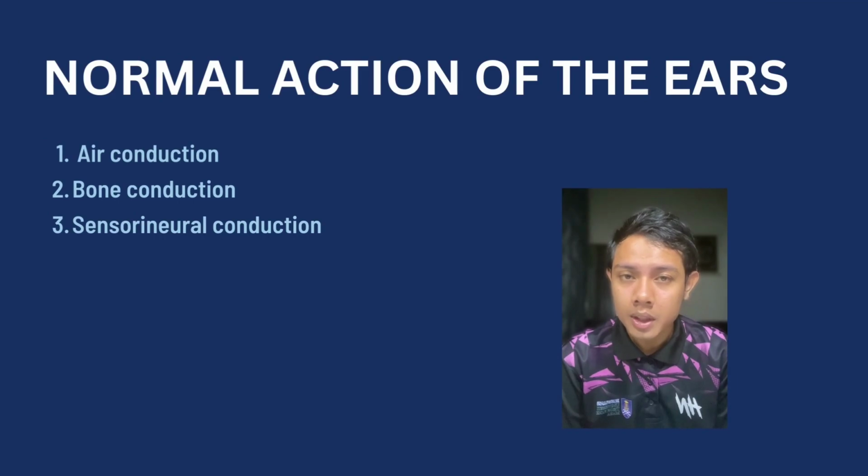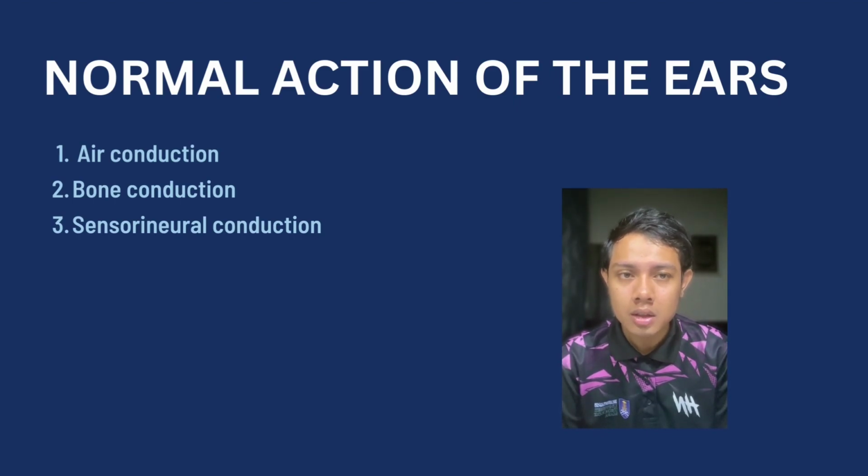Now I will explain the normal action of the ears. The first one is air conduction. Air conduction is the process by which sound waves enter the ear through the pinna and then travel down the external auditory canal until they strike the tympanic membrane, which is located between the outer ear and middle ear.